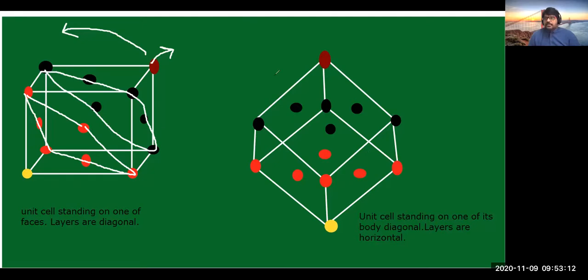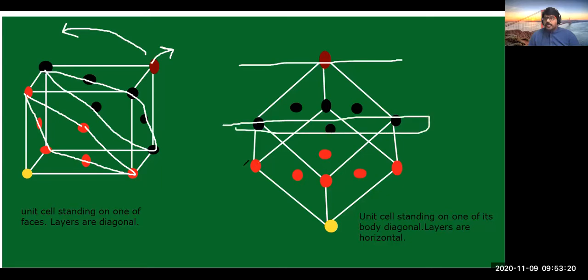So this is layer 1. And here, this is layer 2. This is layer 2. And this is layer 3. And this is layer 4. The very important observation needed in the case of CCP: packing efficiency is 74%, coordination number is 12. And here, the type of arrangement is ABC, ABC, ABC type of arrangement.